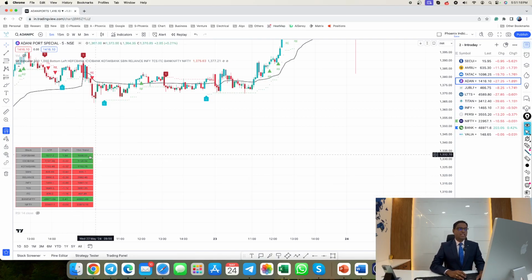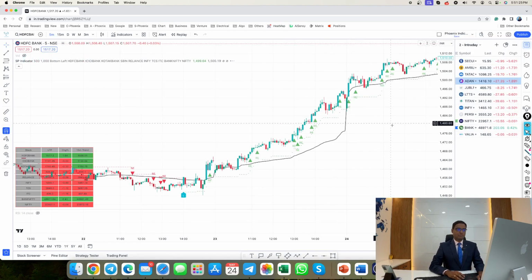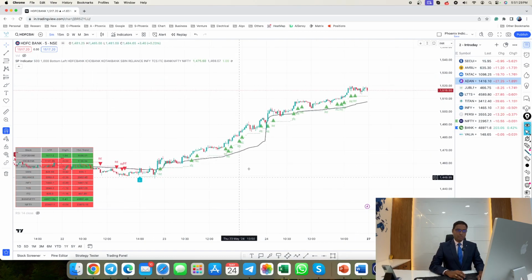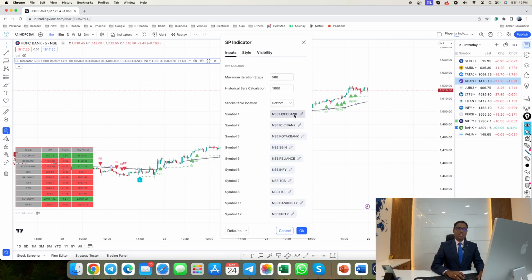Now today's HDFC trend on 15 minutes was quite bullish. If you had HDFC Bank, see, it has witnessed a beautiful bullish move. Today, you could have made an ample amount of profits in HDFC. Now, if you want to change this stock, we have given you the option: go to inputs and change whatever stock you want to change. We even have an option for that as well.